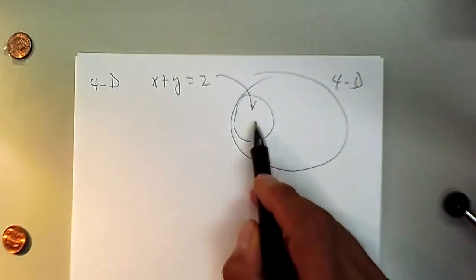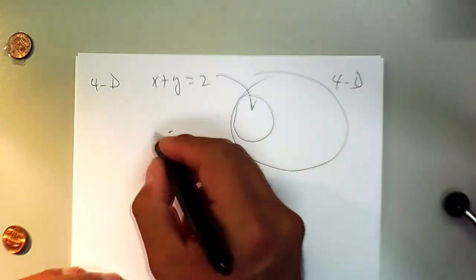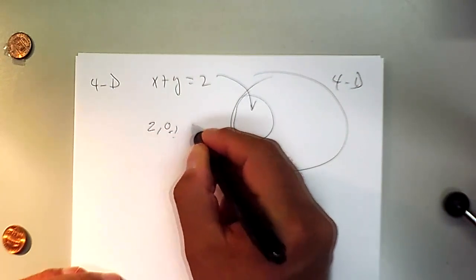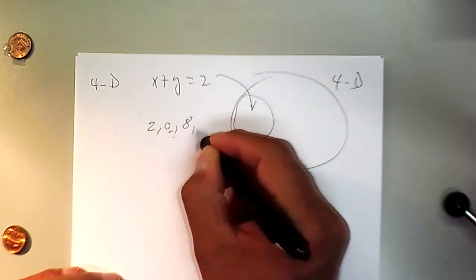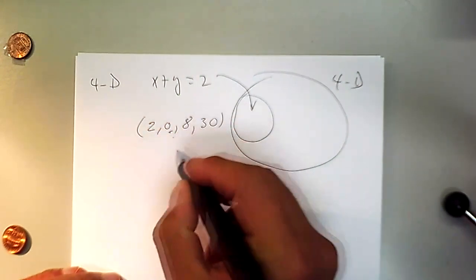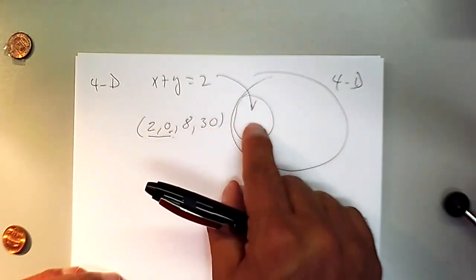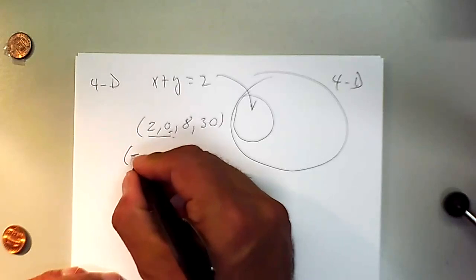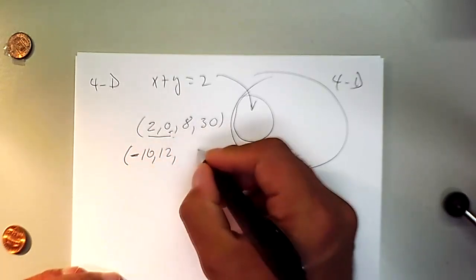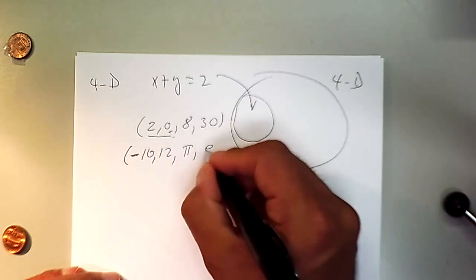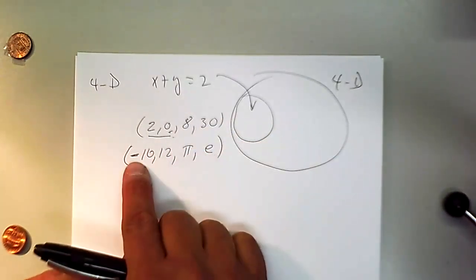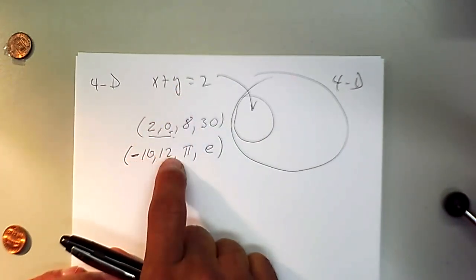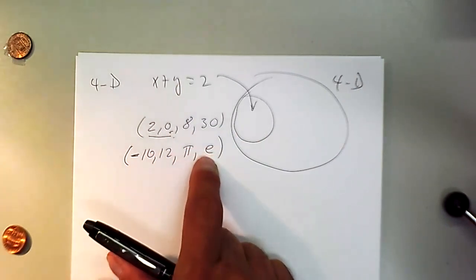So likewise, this set is going to be the set of elements such as 2, 0, and then maybe 8 and 30. I'm just making up numbers here. What is important about the points in this set, in this hyperplane, is that those two are going to add up to 2 no matter what. So you can have perhaps -10, 12, and then you can have any number you want, pi, e, whatever. Those are not relevant. What is relevant for this hyperplane is that those two add up to 2. The rest, we don't know, and we don't necessarily care.